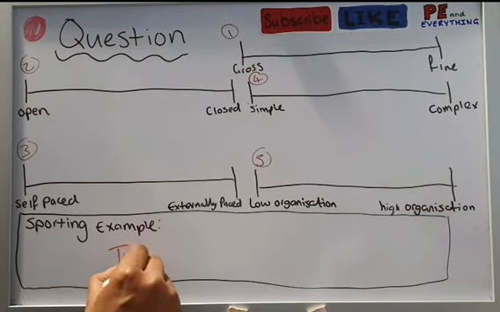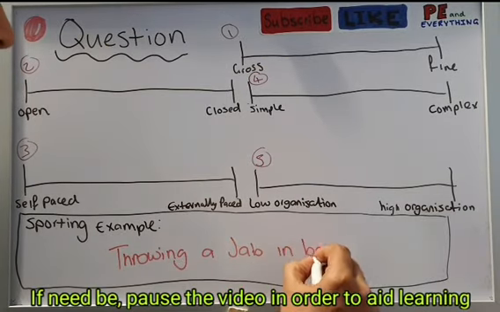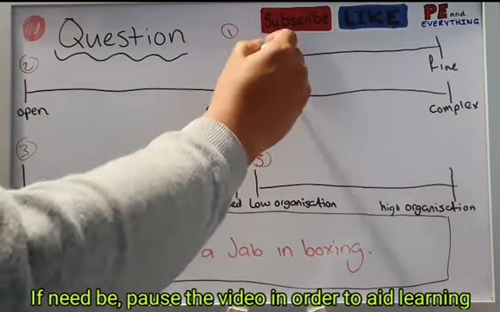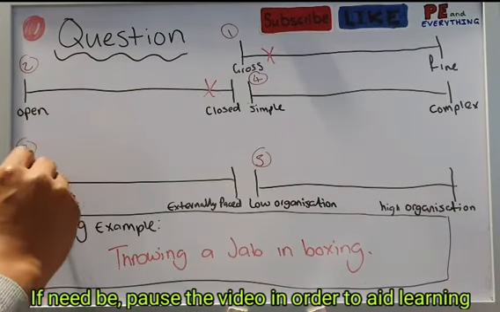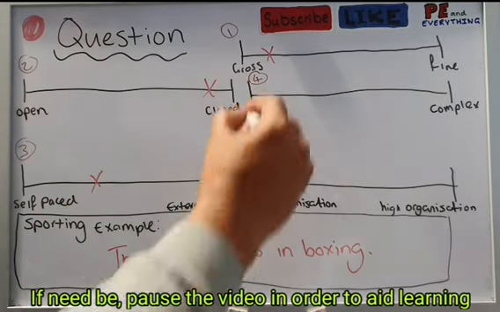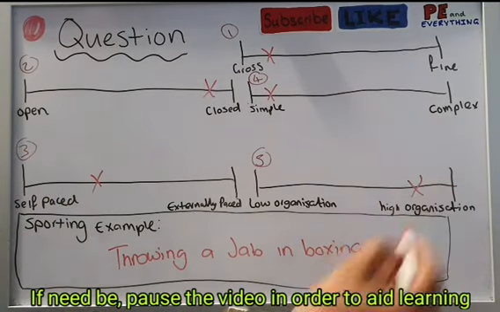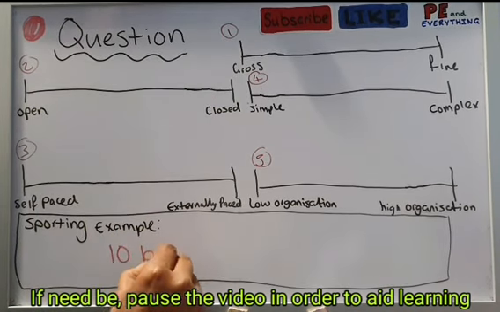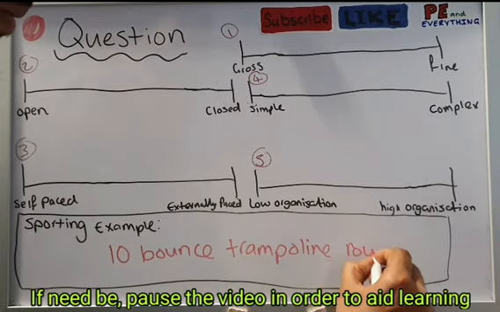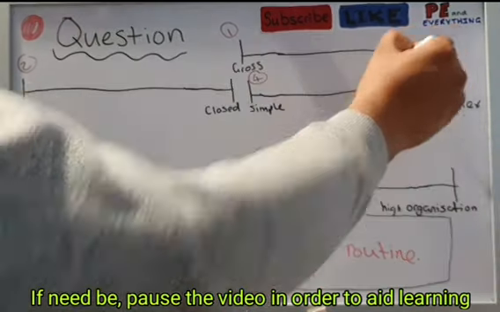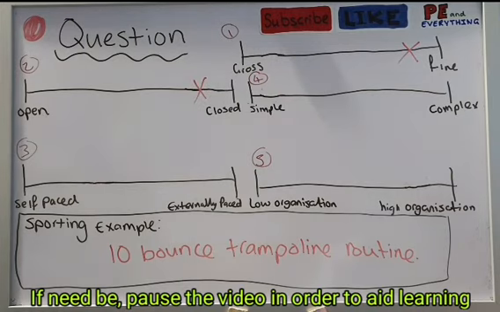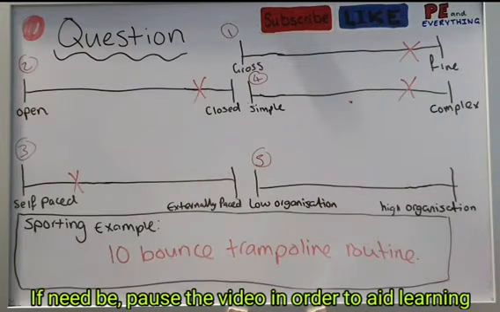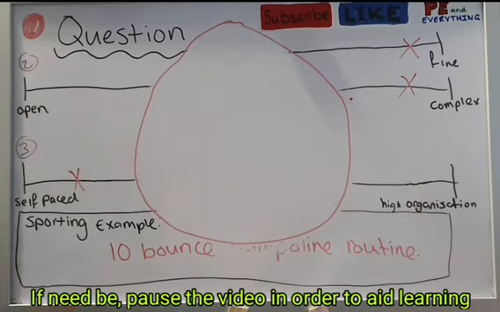We're going to give ourselves a sporting example like throwing a jab in boxing. I would say it is a gross skill. It's also a closed skill. It's somewhat self-paced because the other person can take into account. It's a simple skill and it's high organisation. When we talk about something like a 10 bounce trampoline routine, we could say that it's a fine skill. It's also a closed skill. It's self-paced. It can be simple but complex. However, it's also a low organisation skill.